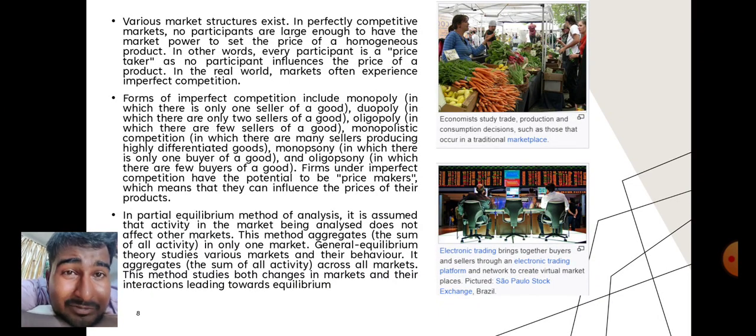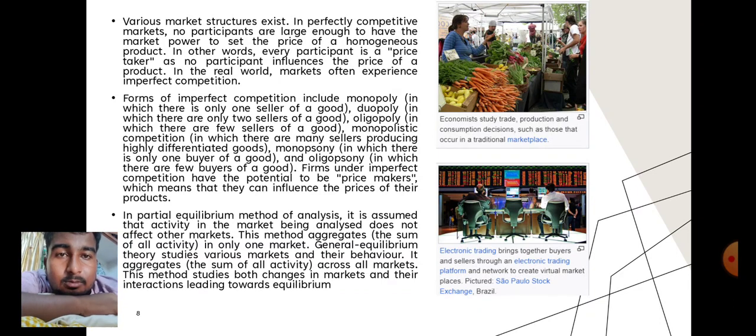Firms under imperfect competition have the potential to be price makers, which means that they can influence the prices of their products. In partial equilibrium methods of analysis, it is assumed that activity in the market being analyzed does not affect other markets. This method aggregates the sum of all activity in only one market.